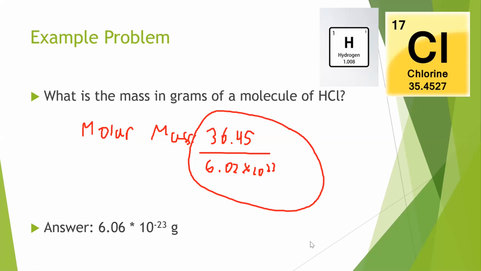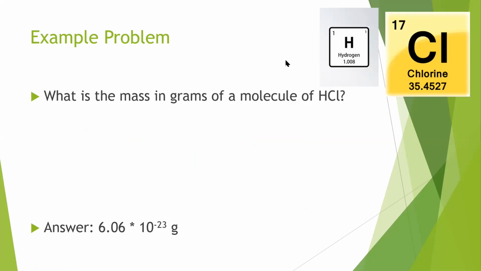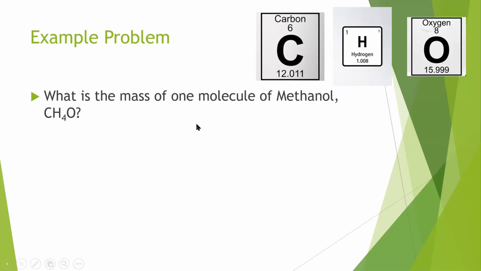Okay, let me erase. And I'll have one more. So what is the mass of one molecule in grams of methanol? And methanol has a chemical formula CH4O.